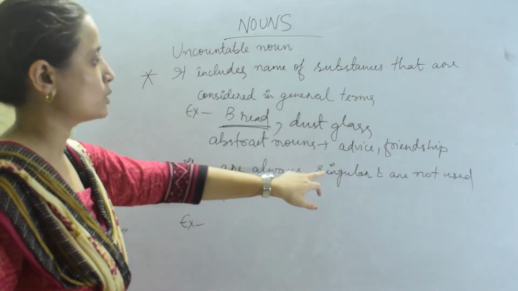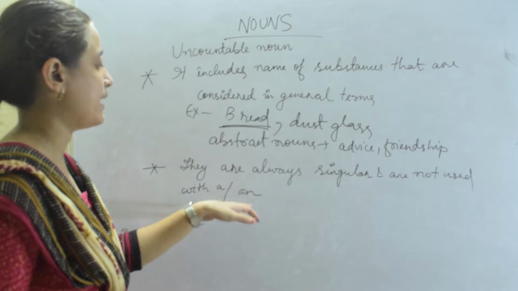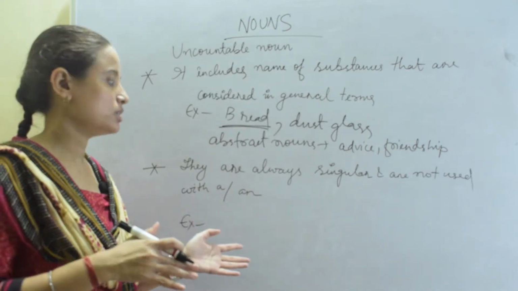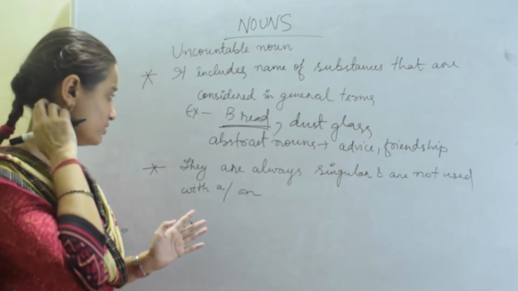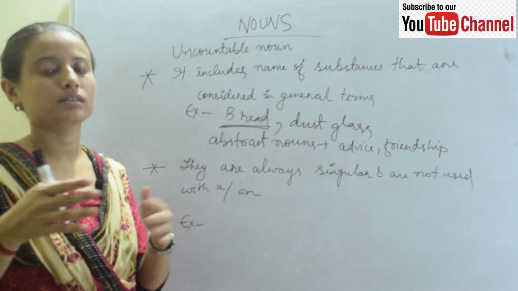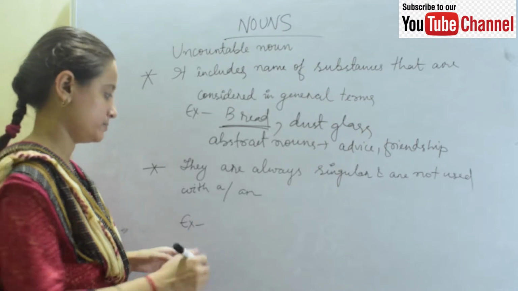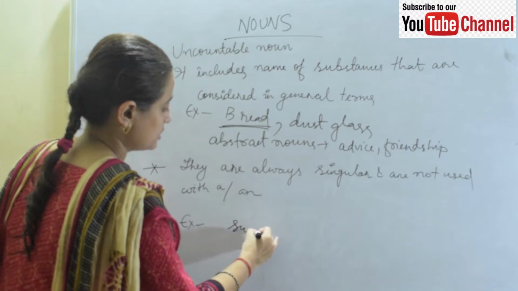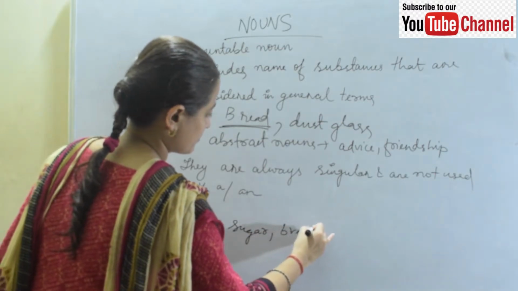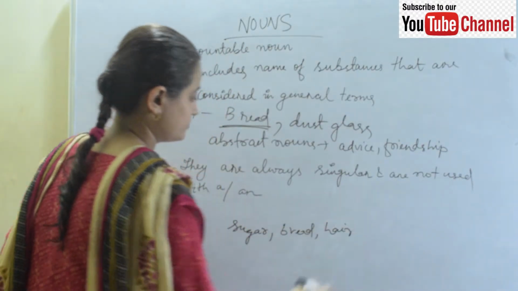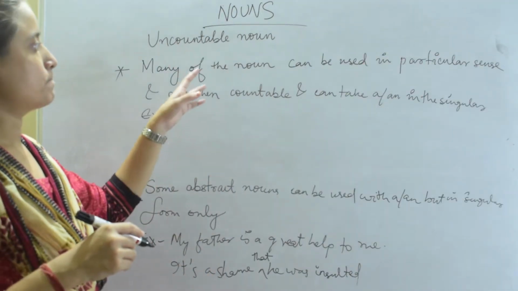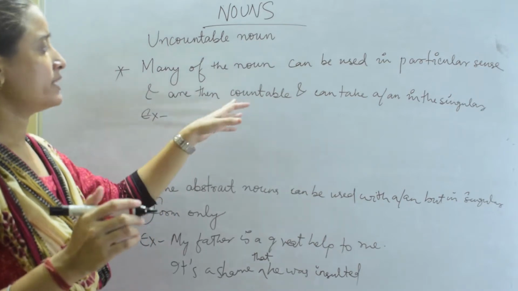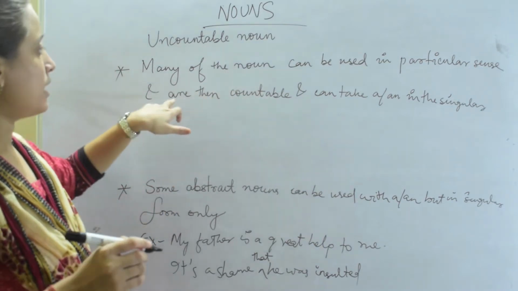Then they are always singular and not used with a and an. It means we do not use a or an before an uncountable noun. We don't use a bread, a sugar. We don't use it like that. So it is always used in general terms: sugar, bread, hair.